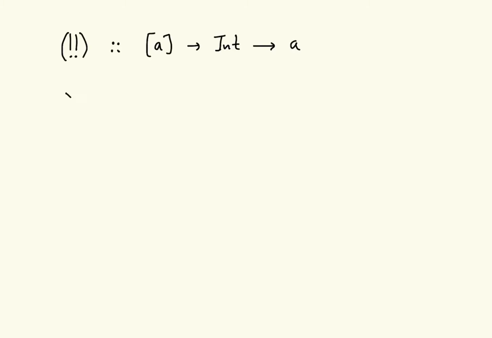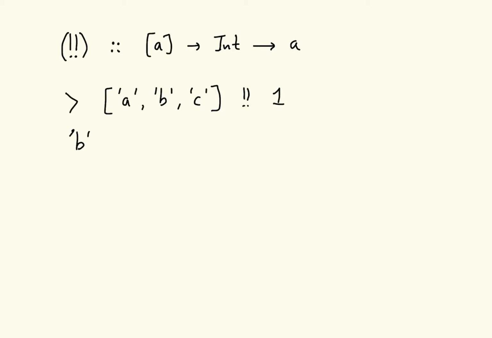A simple example of this one would be if I take the list A, B, and C, and I index into it at position 1. Remember, you start counting from 0 when you index into lists in Haskell. So this is the thing at position 0, that's the thing at position 1, and that's the thing at position 2. So if we're indexing in at position 1, we're going to return the B. Very straightforward, very useful function.